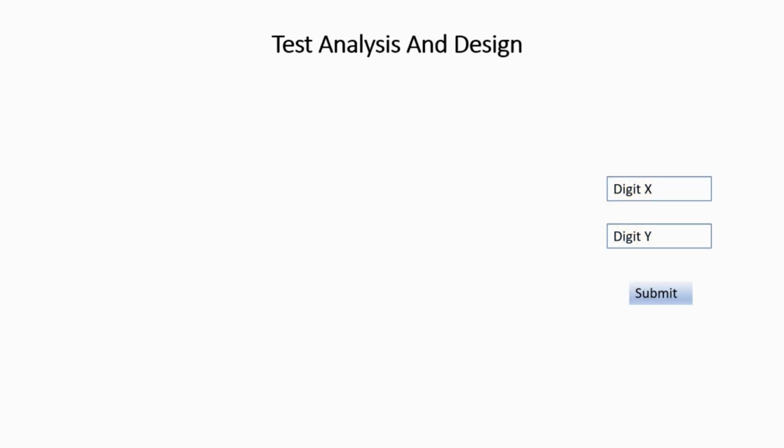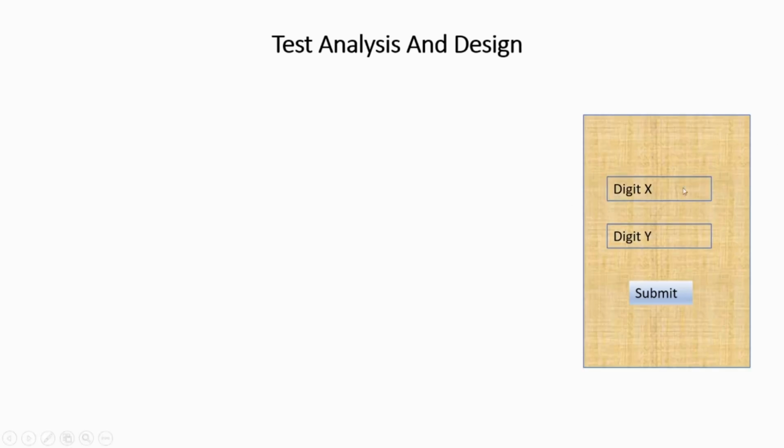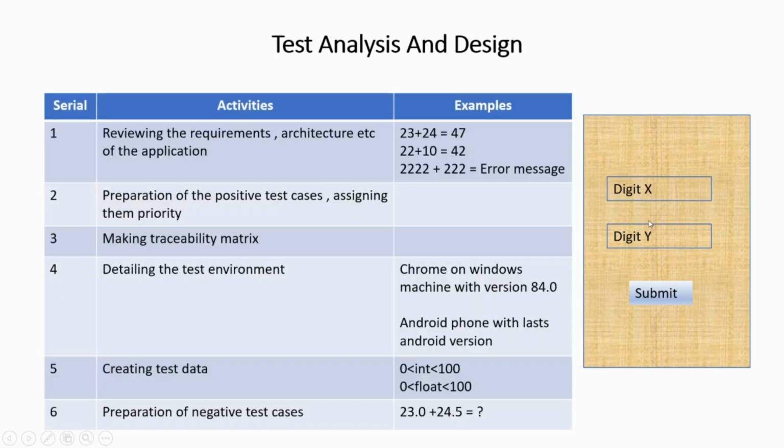Let's go to the second phase. In the second phase, we also have the same specification. We have an app which is a calculator, and this app has two text boxes where we have to enter the digits, and then we click on the submit button and we get the sum of these two digits. So during the test analysis and design phase, what do we have to do?